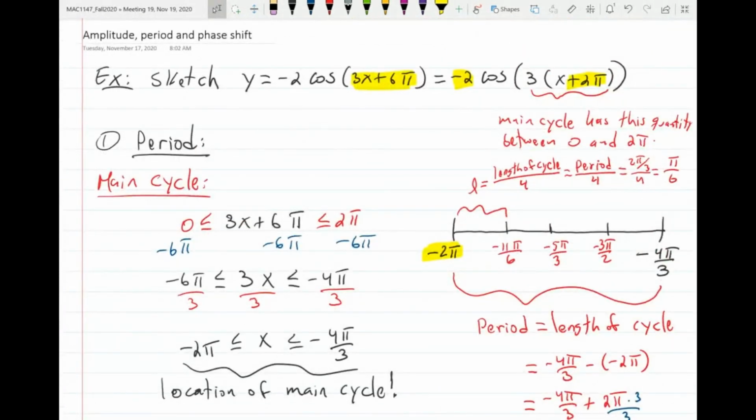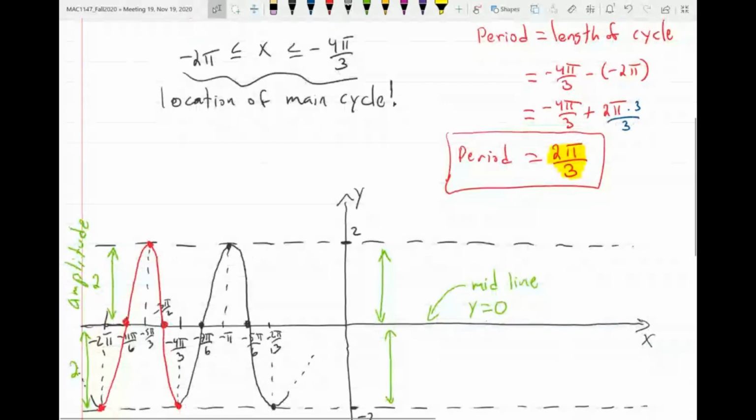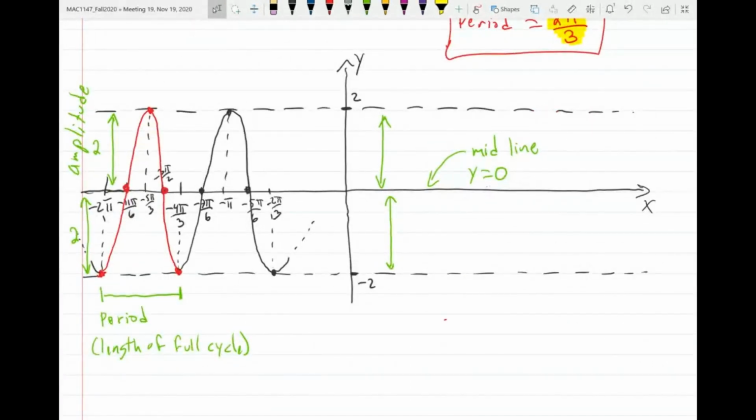Remember, the first thing that we did was we tried to figure out where the main cycle was, okay? And to do that, you just take the argument and you write it between 0 and 2 pi and solve for x, okay? We did that, and then we got x is between negative 2 pi and negative 4 pi over 3. So that means that the main cycle is going to be where you see the red picture, okay? So it's shifted. Instead of being between 0 and 2 pi, it was shifted to the position that you're seeing.